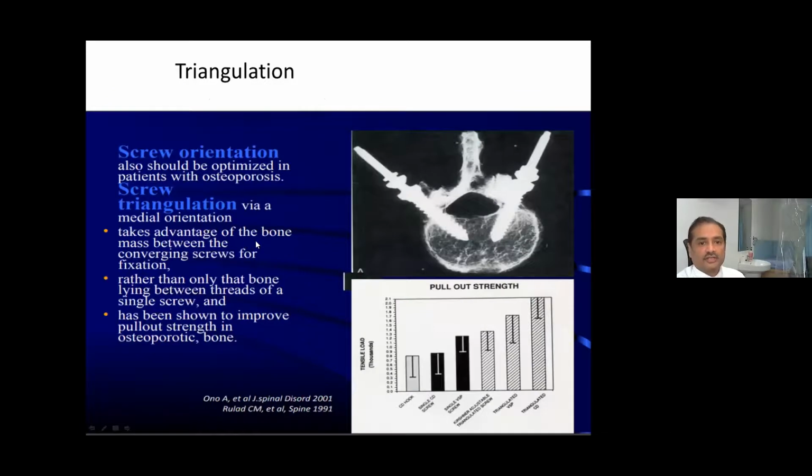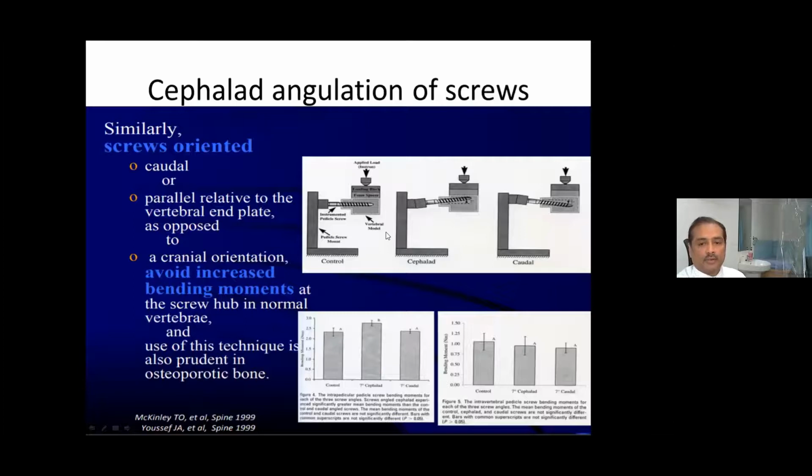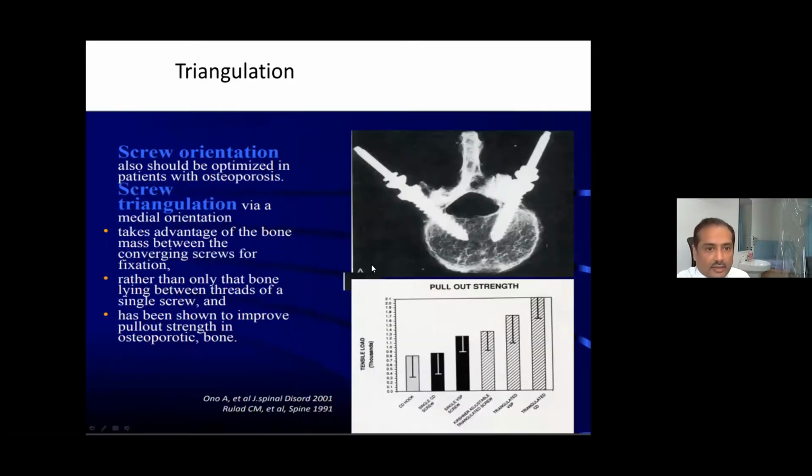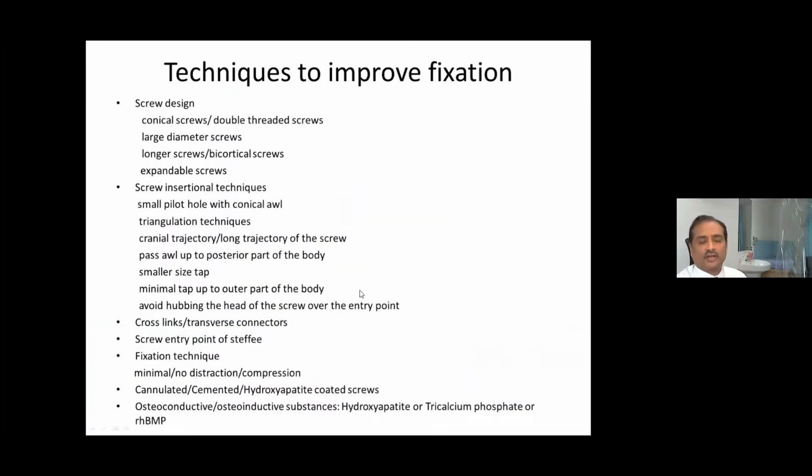When the screw orientation is a triangulation with a medial orientation, the medial part of the bone between the screws is found to increase the pull-out strength. Similarly, compared to a normal parallel orientation or a caudal orientation, cranial orientation of the screws avoids an increased bending arm and is ultimately found to be more useful. Whenever I use a small bone awl in these patients to start with, if possible, you don't need to tap even the entire part of the bone.